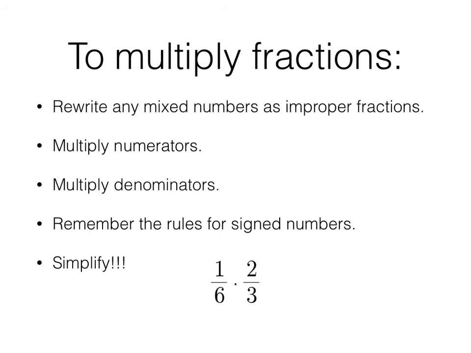Multiply numerators, multiply denominators. Remember the rules for signed numbers. They still apply as they did before. And remember to simplify. Now this is the part that really will help. Now on this particular problem, 1/6 times 2/3, if I multiply straight across, I don't get something that's that difficult to simplify. I get 2/18, which is 1/9, which is not hard, okay? But let's look at the next one.